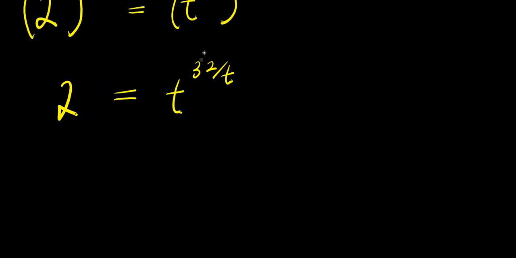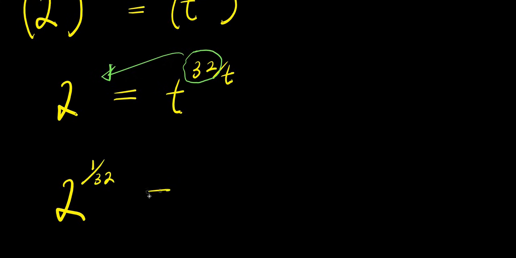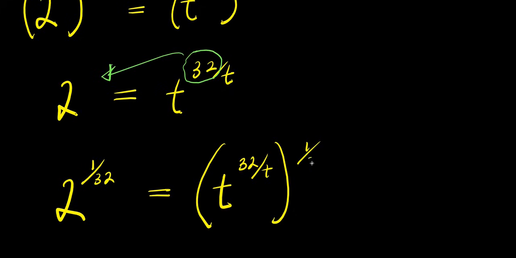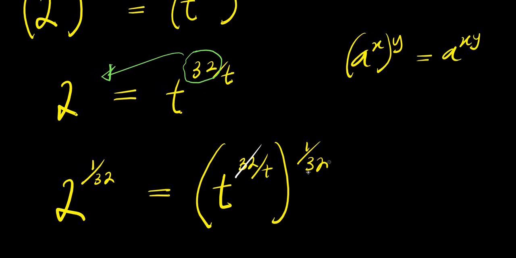So we can also decide to move 32 over here. Let's do that by multiplying again by 1 over 32, the exponent. 2 power 1 over 32 equals t raised to the power of 32 divided by t, raised to the power of 1 over 32. We multiply the exponent again: a power x power y equals a power xy. 32 cancels 32.